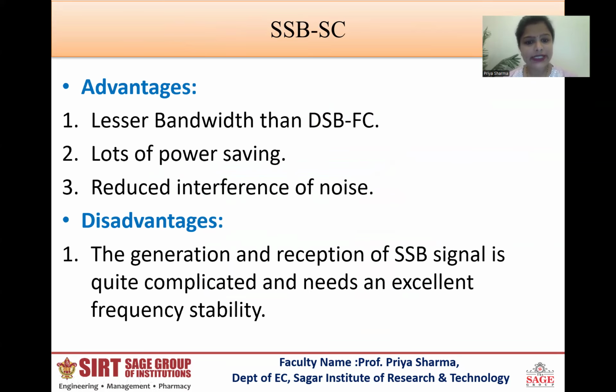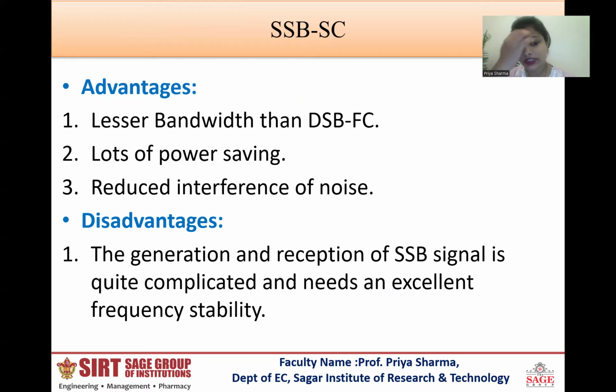Coming to the advantages: lesser bandwidth than DSB-FC, lots of power saving, as the power saving is half, and reduced interference of noise. The bandwidth of SSB is only fm, not twice of fm, because only one sideband is carried. Okay, and the bandwidth of DSB-SC, double sideband with suppressed carrier, is again twice of fm. Why? Because there only the carrier was suppressed, and in bandwidth calculation the carrier does not take part. Only the sidebands take part.